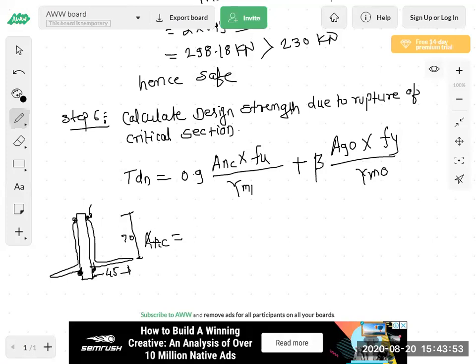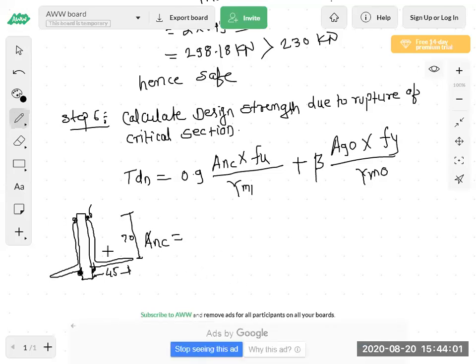If you are calculating such ANC, AGO or any unknown, the figure should be in front of you. So if I write here ANC, before calculation of ANC, I have drawn this sketch, because I have to calculate the net area of this connected leg. So what is the length of this connected leg? That you have to keep in mind. It means this figure should be in front of you before doing the calculation.